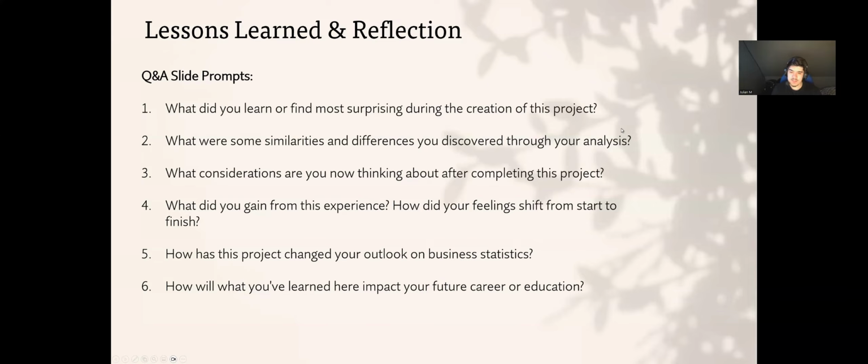Now it's asking, what considerations are you thinking about now? So it made me think more about planning ahead. If I ever run my own carpentry business, which is what I'm interested in, I would need to track demand, materials, as well as busy seasons in the same way.